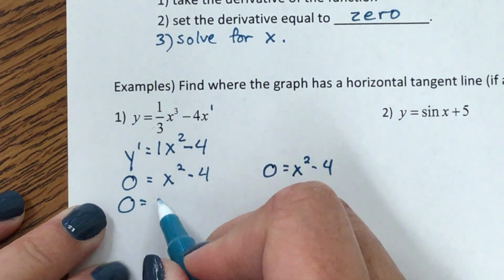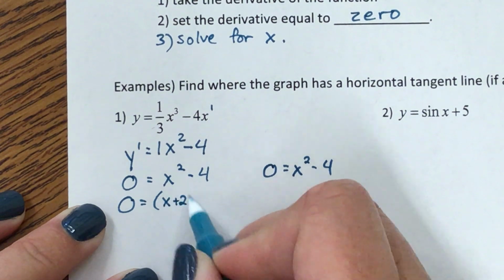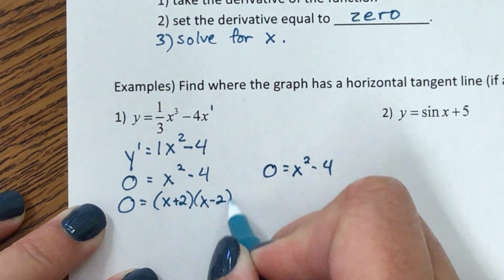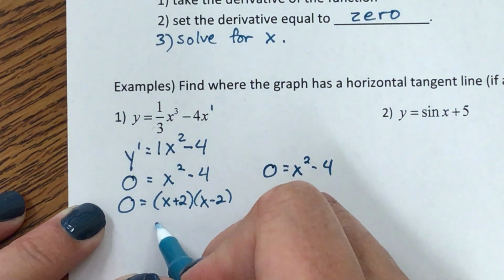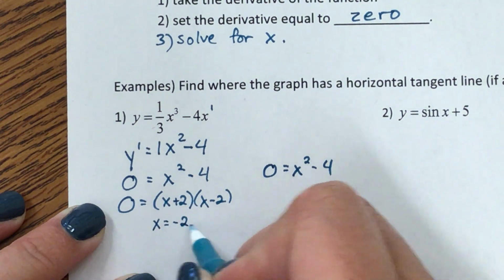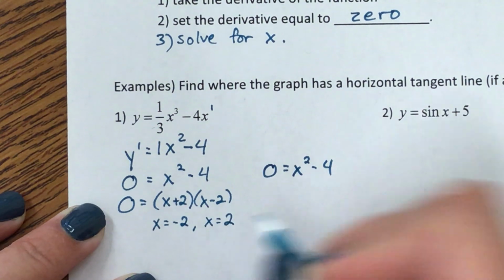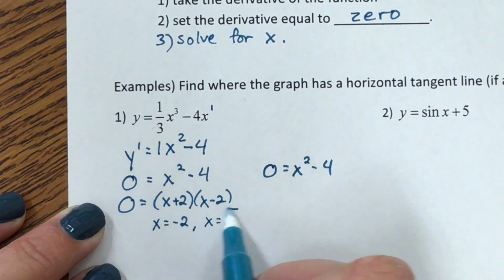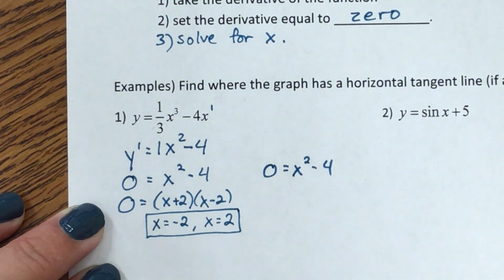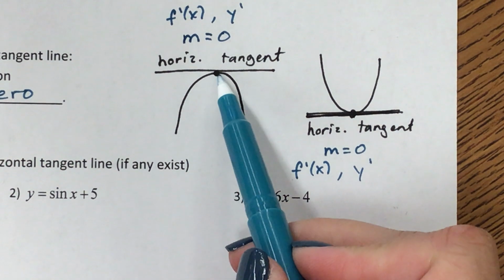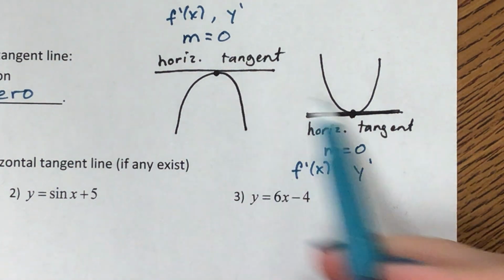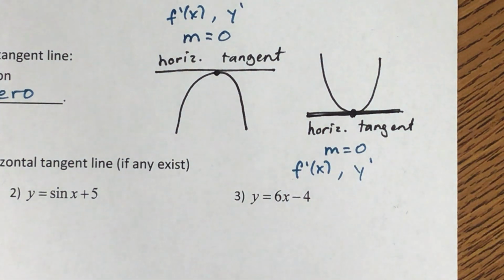So 0 equals parentheses x plus 2, parentheses x minus 2. And then you set each factor equal to 0. So we would end up with x equals negative 2, x equals 2. So at both of those x values, you are going to have one of these kinds of things on your picture. So either the top of a curve or the bottom of a curve. So you would get a horizontal tangent line either way.